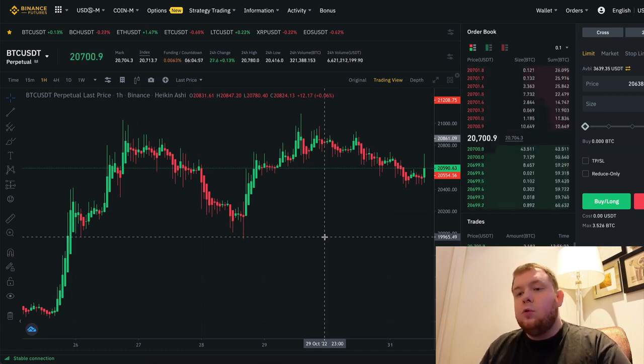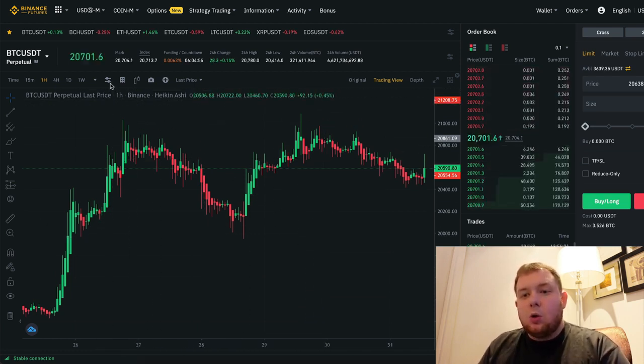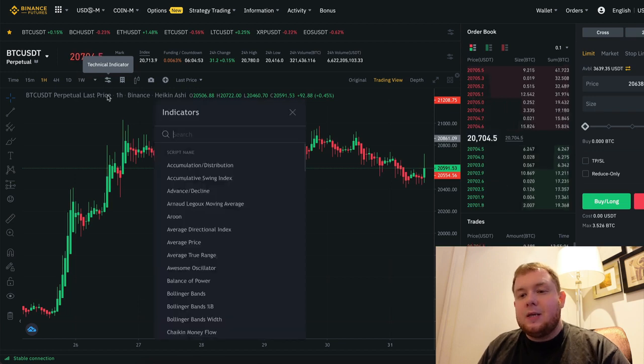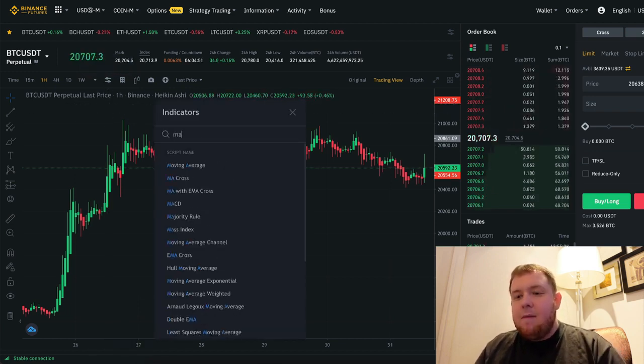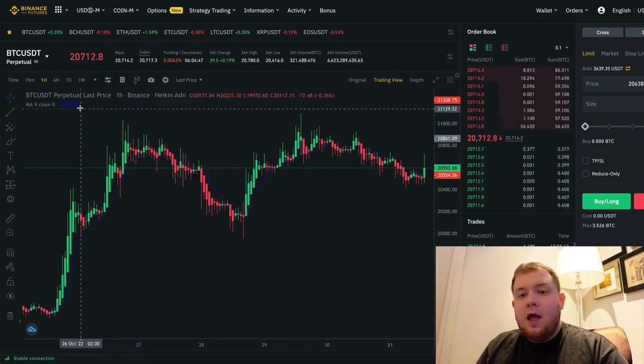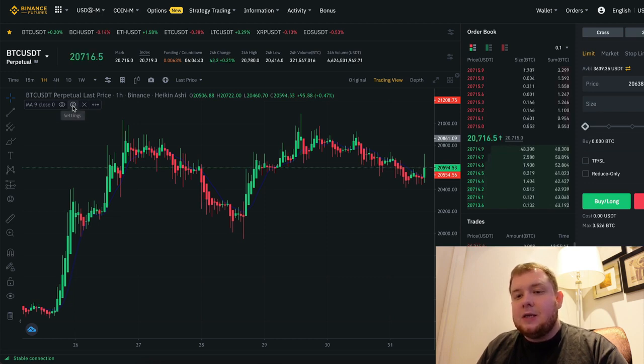Then what we want to go and do, we want to add the moving average. So come up to this technical indicator tab right there and just type MA. Once you've done that, you can click on it and it will add it to the chart. And then we can see right here, it will come up right there. And we can then click this settings icon.